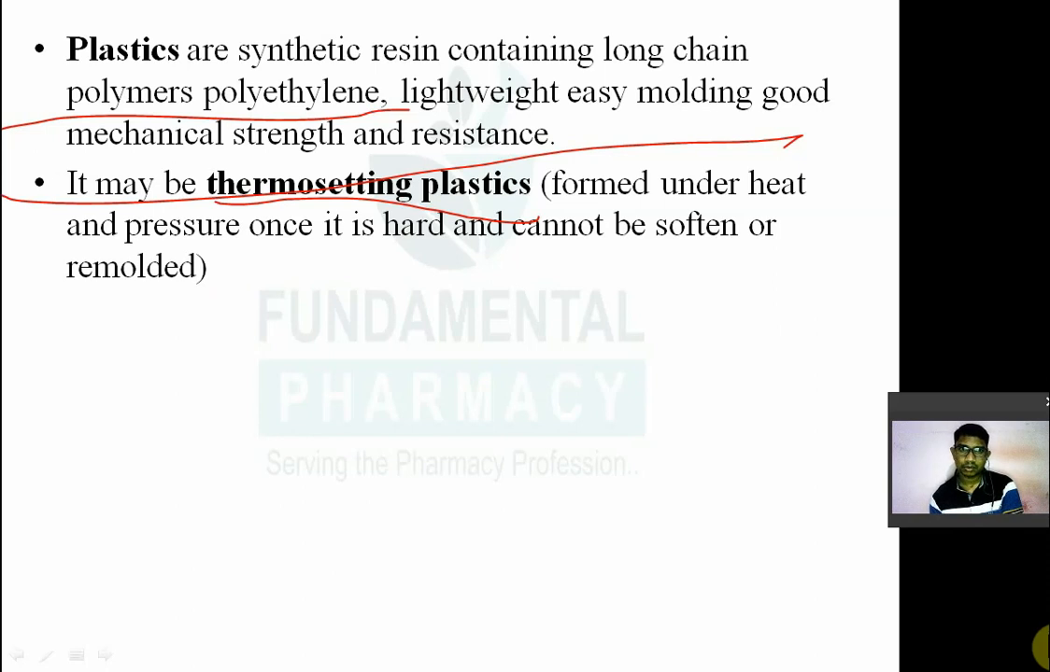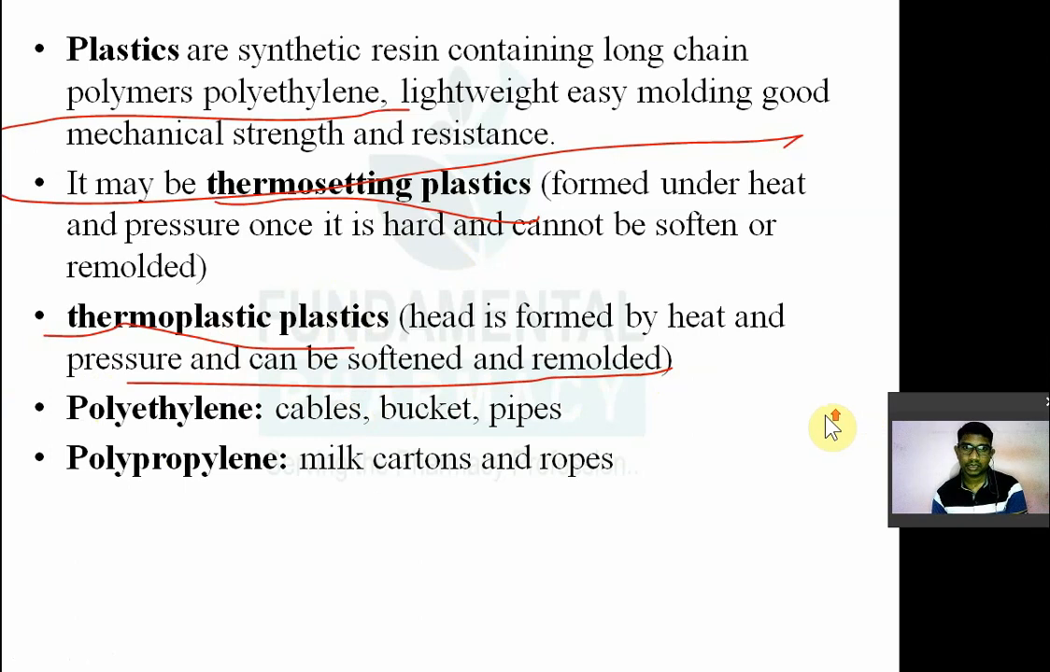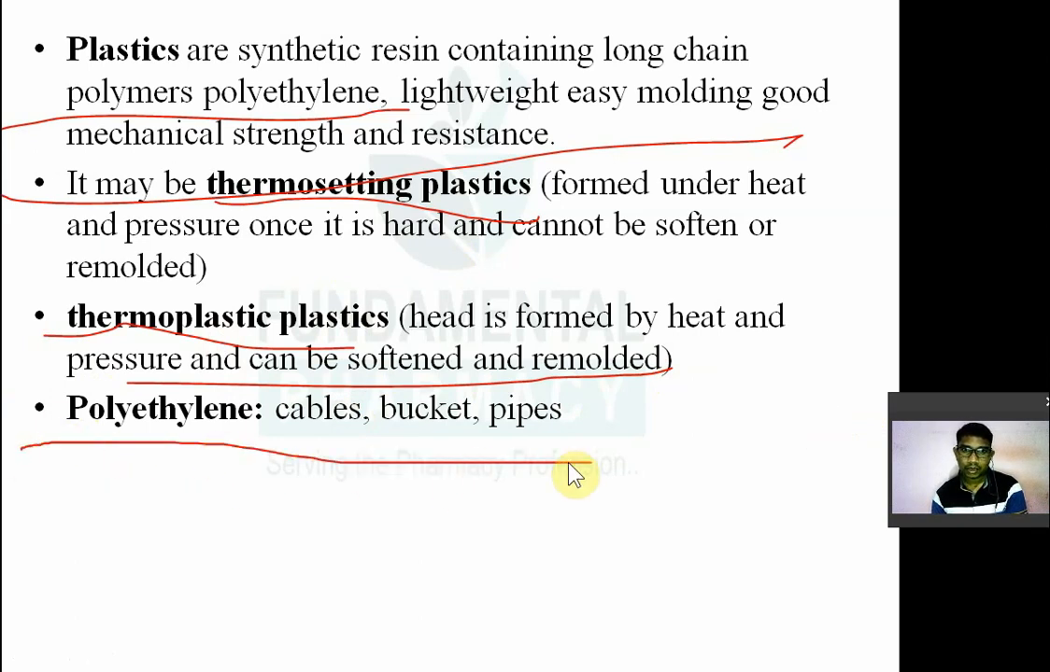Now second one is a thermoplastic. This type of plastic can be remolded and softened. जैसे एक बार बना उसके बाद में उसको remold कर सकते, soften कर सकते. That is a thermoplastic. Thermosetting plastic and thermoplastic. Now polyethylene type of plastic is used for cables, buckets and pipes. So whatever buckets you are using for bathing, that is made of polyethylene. Cables are also made of polyethylene. Pipes are also made of polyethylene, PVC pipe.